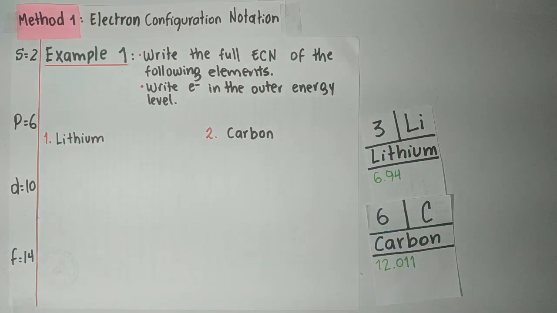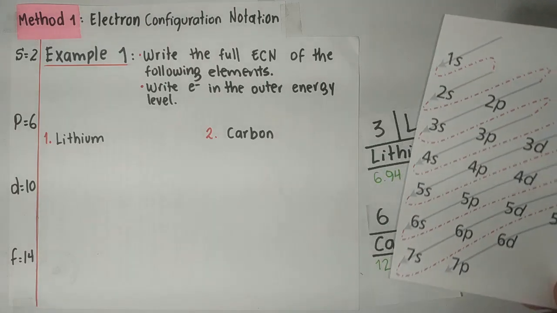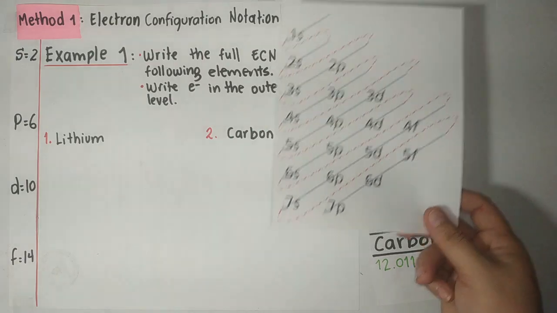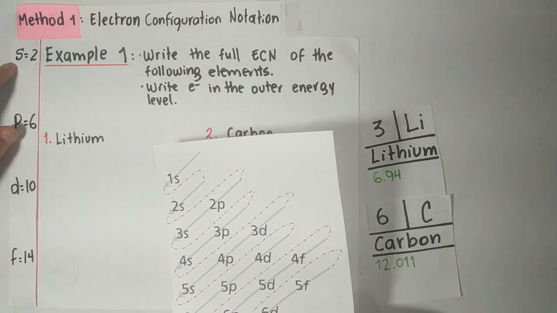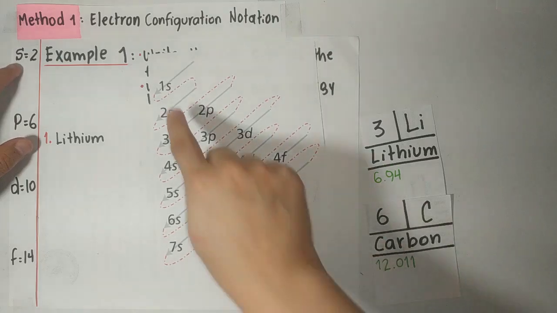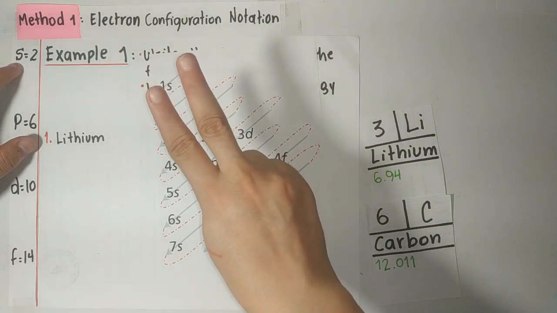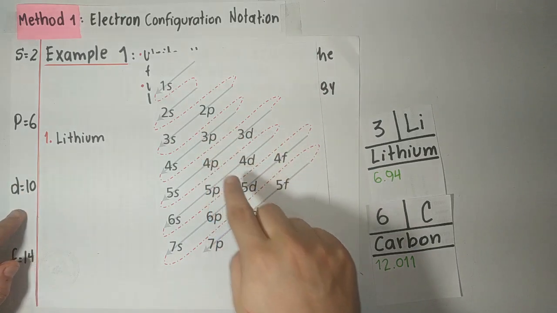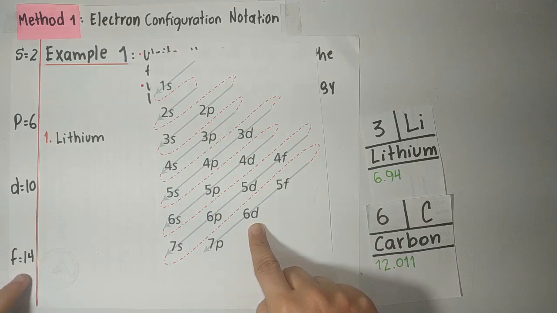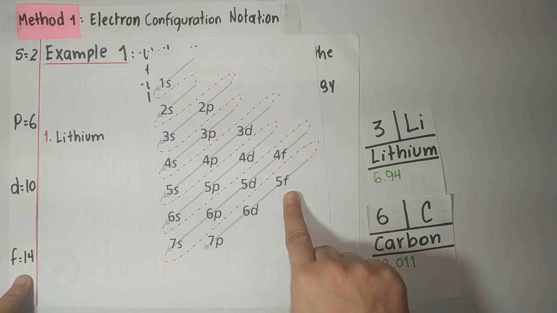Now, for this topic, we're going to make use of the image that I already sent to the group. That is the sublevels of energy. Okay, I wrote them over here. S represents 2 electrons, P represents 6 electrons, D is 10 electrons, and F is 14 electrons.